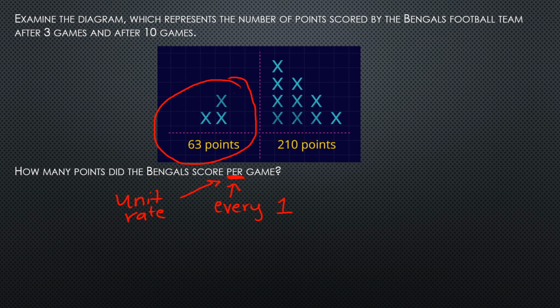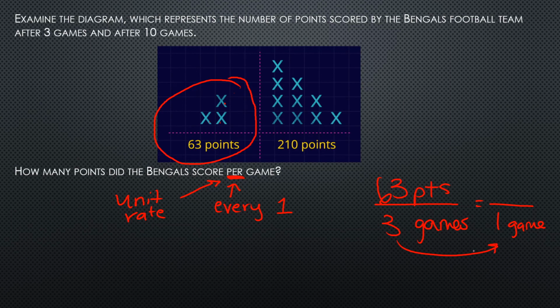So I want to know how many points the Bengals scored per game. It looks like here they scored 63 points over 1, 2, 3 games, right? There's 3 X's. I want to know how much they scored for every one game. So I'm going to divide by 3 on the bottom and I'm going to divide by 3 on the top. And this is going to give me 21 points.